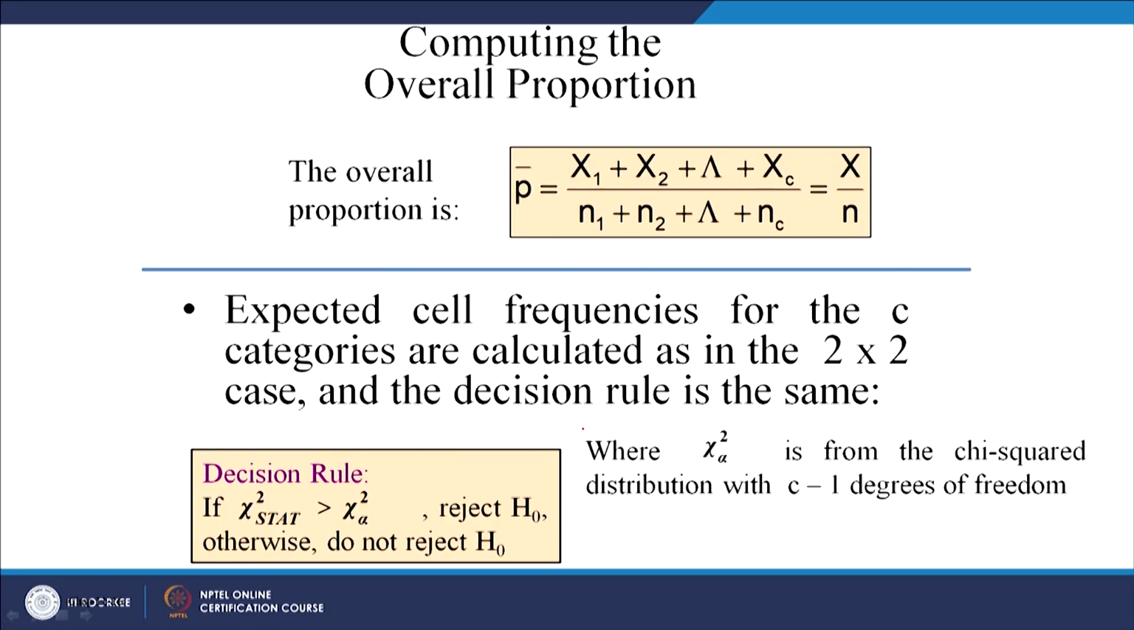So, first of all you should compute the overall proportions when you have got a question like this. This is very simple, it is p bar is equal to x1 plus x2 up to xc over the total observations, and the decision rule remains the same. If the chi-square statistic calculated is more than the critical value, we will reject the null hypothesis, otherwise we will not reject the null hypothesis, right. So, let us look at a question like this.